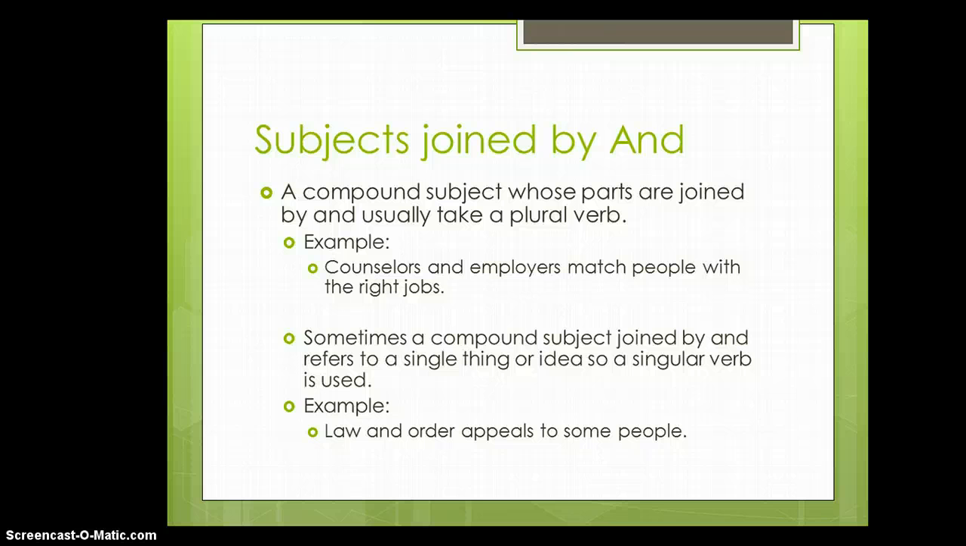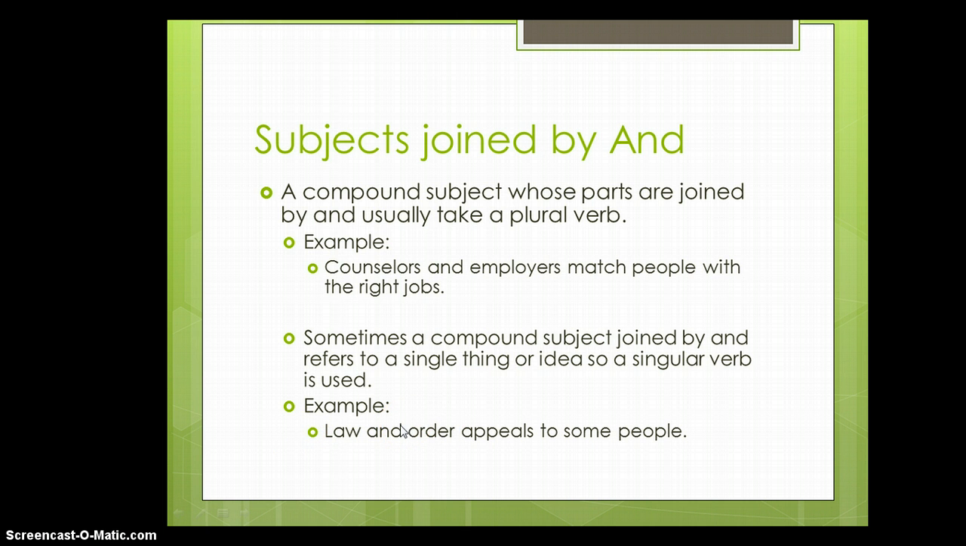This can get confusing. Remember we just did the chapter on different types of sentences, compound and complex, and you're looking for conjunctions. This is using and in the subject, so it's not joining the clauses together. So watch out for that. Sometimes a compound subject joined by and refers to a single thing or idea, so a singular verb is used. Example: law and order appeals to some people. So appeals is our singular verb because we're talking about this as if it were one thing.